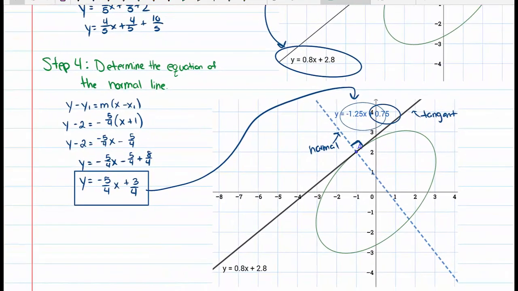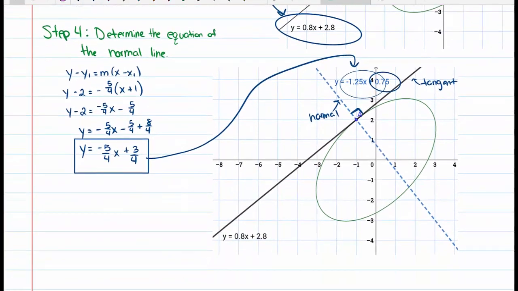Alright, pretty easy. So now what you need to do is determine the equations of the tangent and normal lines to the circle x squared plus y squared equals 16 at the point (1, 2). So go ahead, take the time to work this out on your own. Pause the video, and when you're ready, hit play.